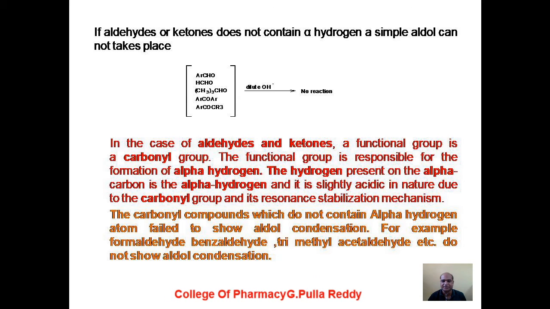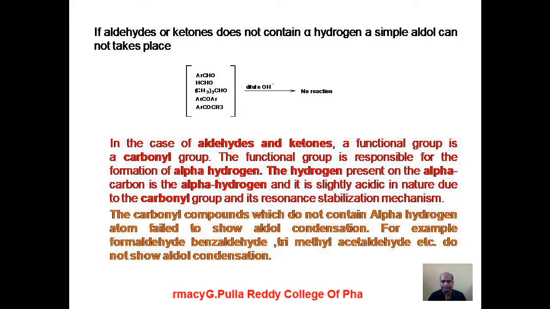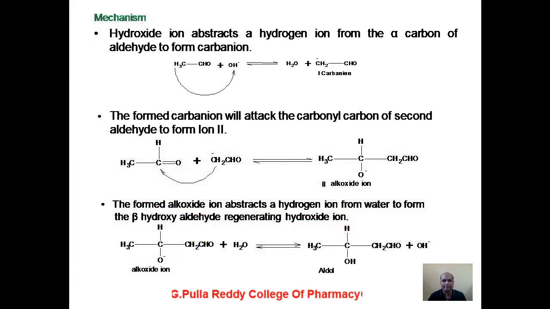Aldol condensation is seen only in the case where alpha hydrogen is present in the structure, because, as you can see in the previous slide also, the alpha carbon of the first becomes attached to the carbonyl carbon. That means the alpha carbon of the first molecule is going to attach to the carbonyl carbon of the second. So without alpha hydrogen there is no aldol condensation. Next, let us see the mechanism.